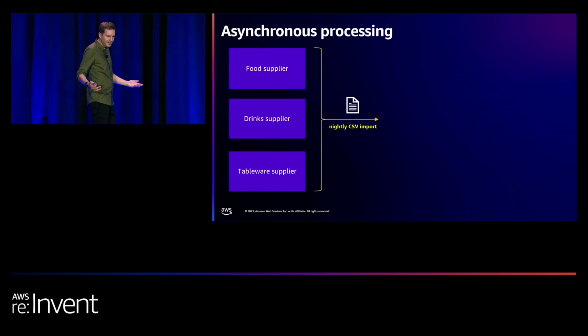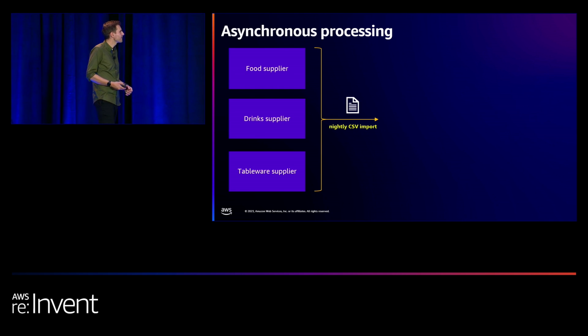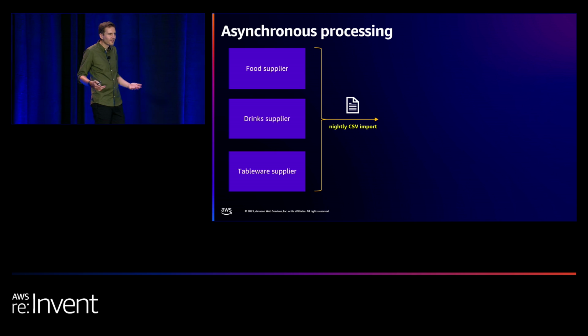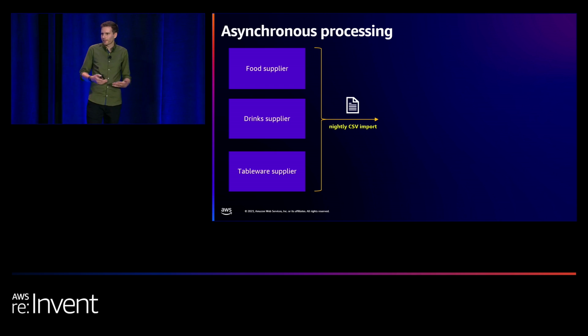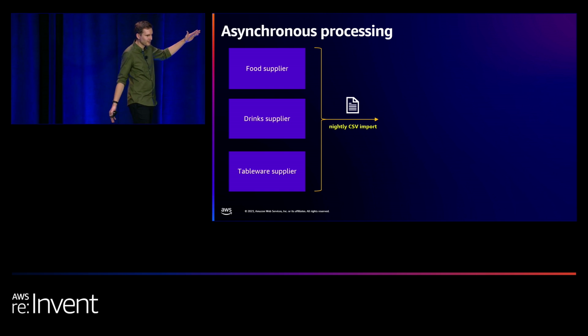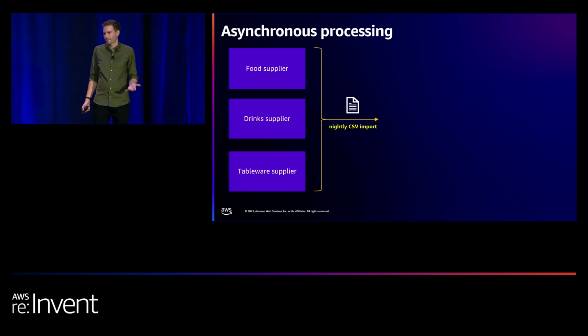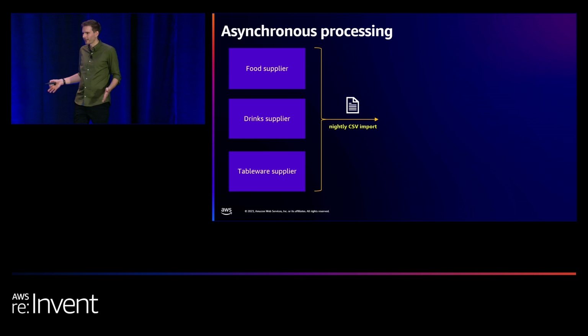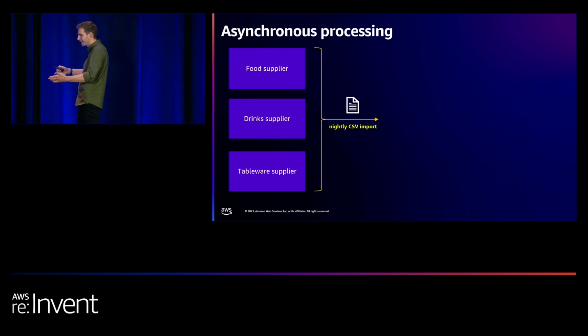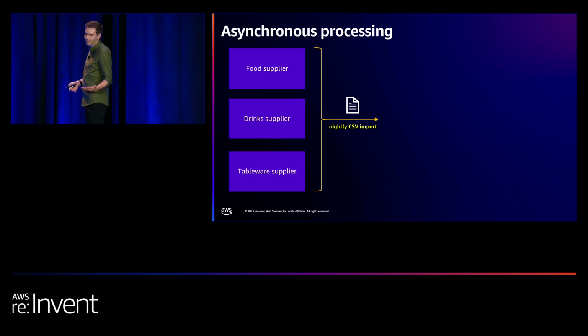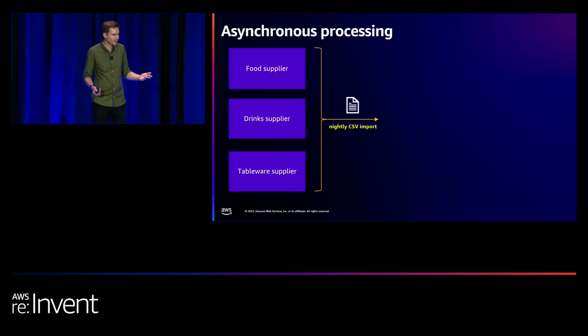Let's look at another asynchronous processing example. Now we're thinking about our third-party integrations. So our food and drink suppliers might send us a nightly CSV file containing the list of items available to purchase and their prices. Right, so it's not necessarily a modern or fancy integration mechanism, but one that I've seen from working with software vendors.